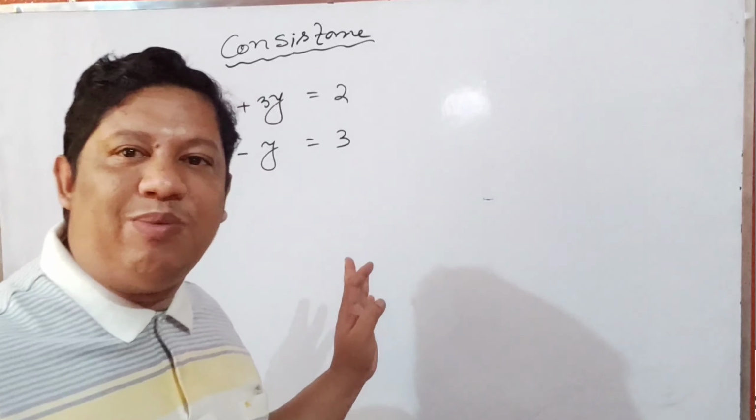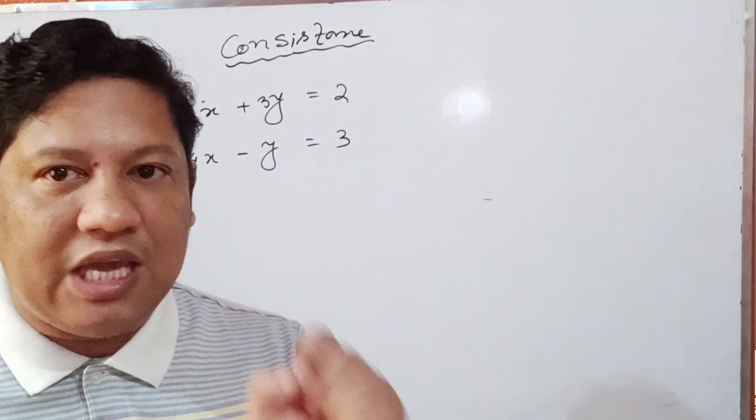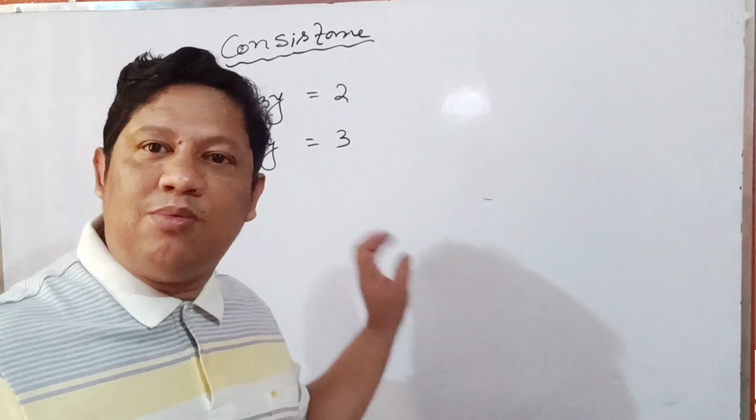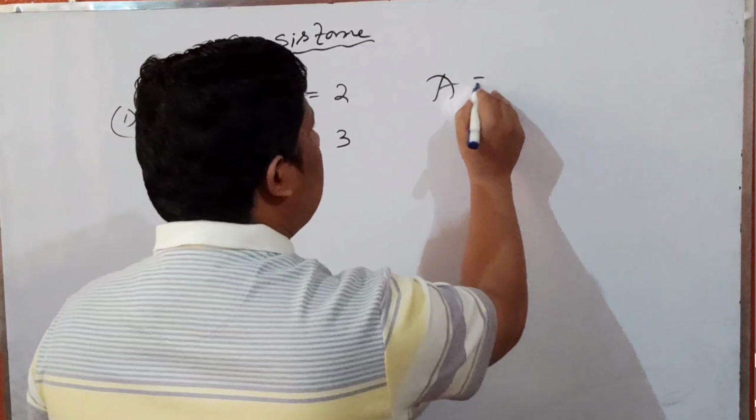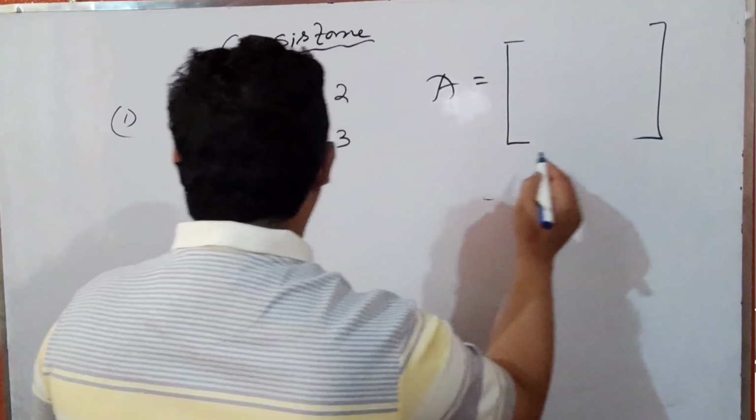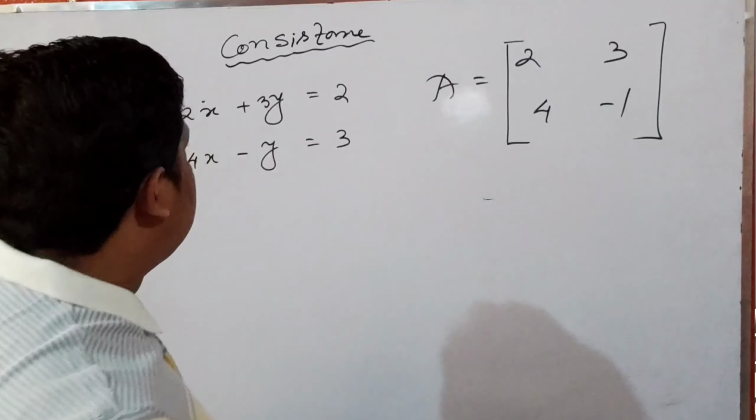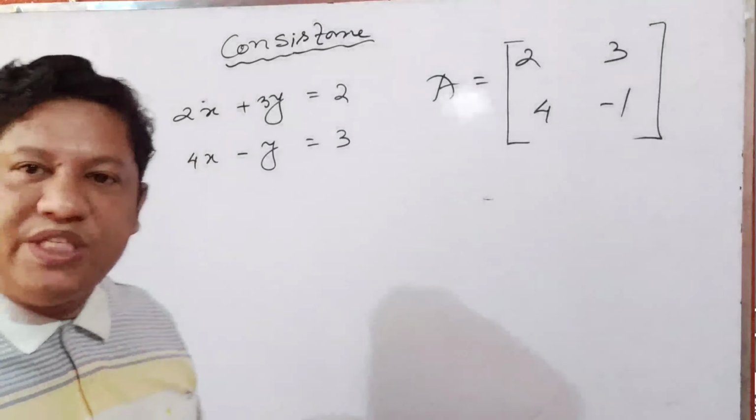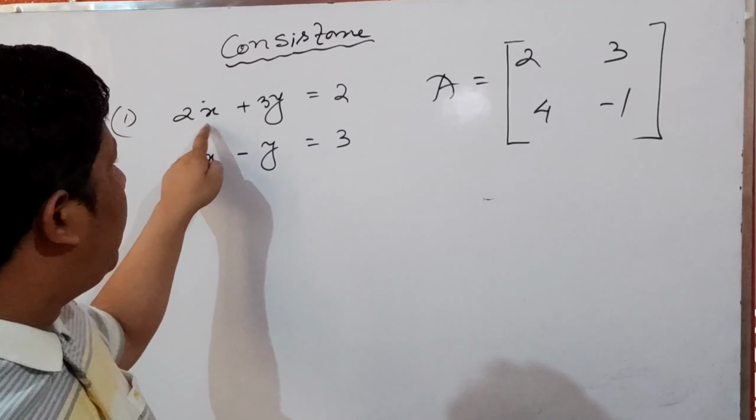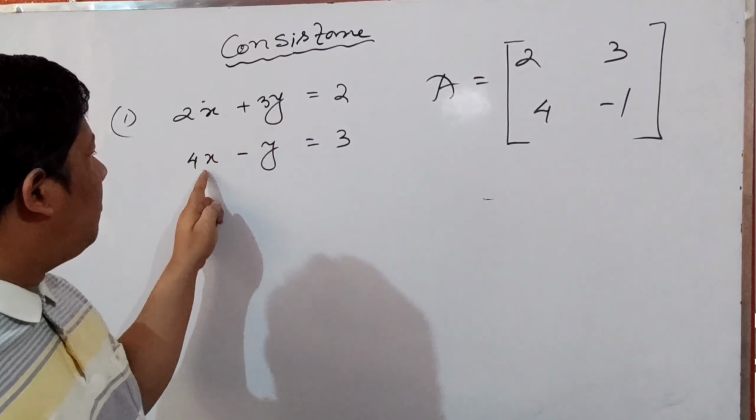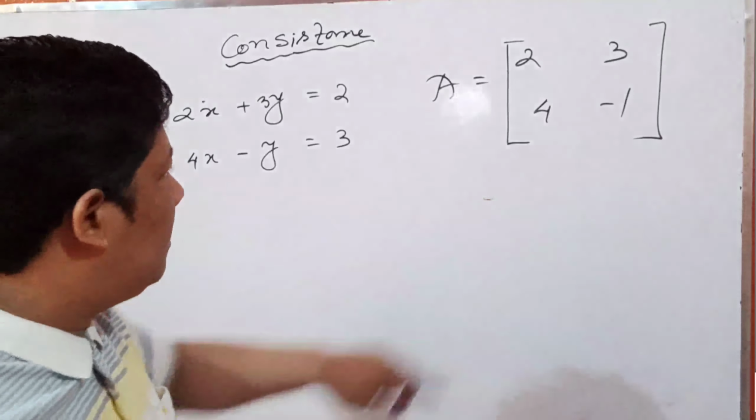If you want to show that the linear equations are consistent, then at first you have to show that the determinant of the matrix A is not equal to 0. Suppose the matrix A is the matrix 2, 3, 4, minus 1. A is the coefficient matrix. At first you have to write that A is the coefficient of x and y. So these are the coefficients, represented here by A.